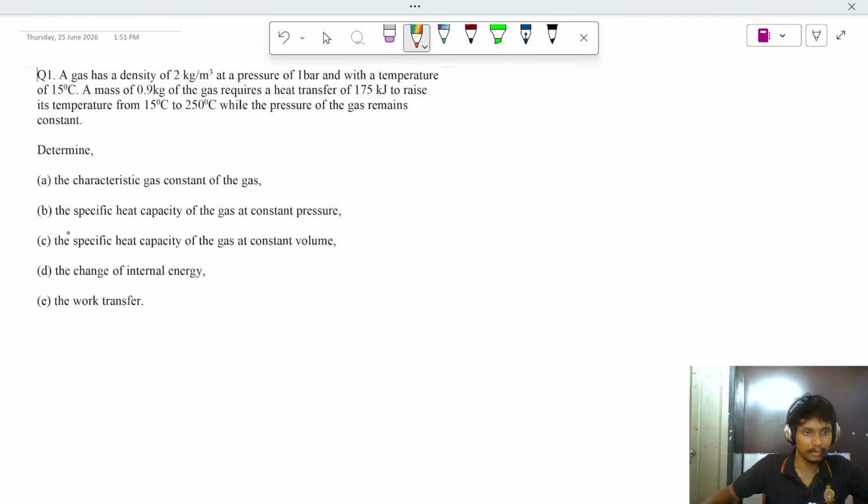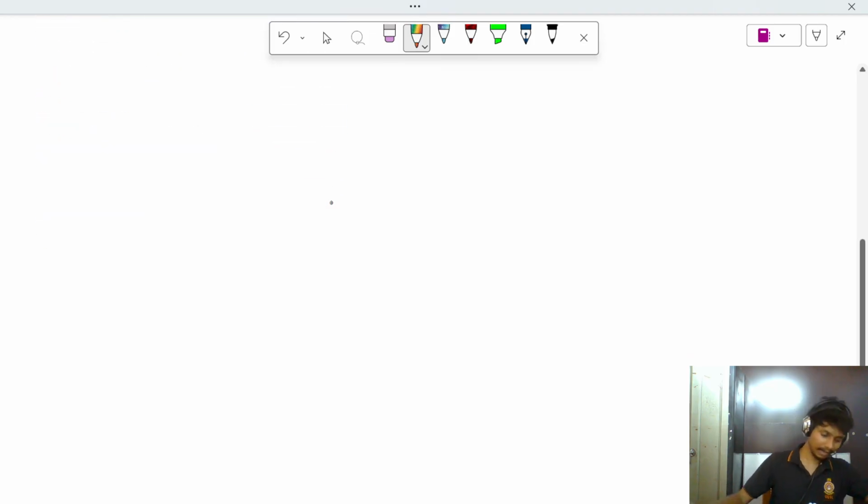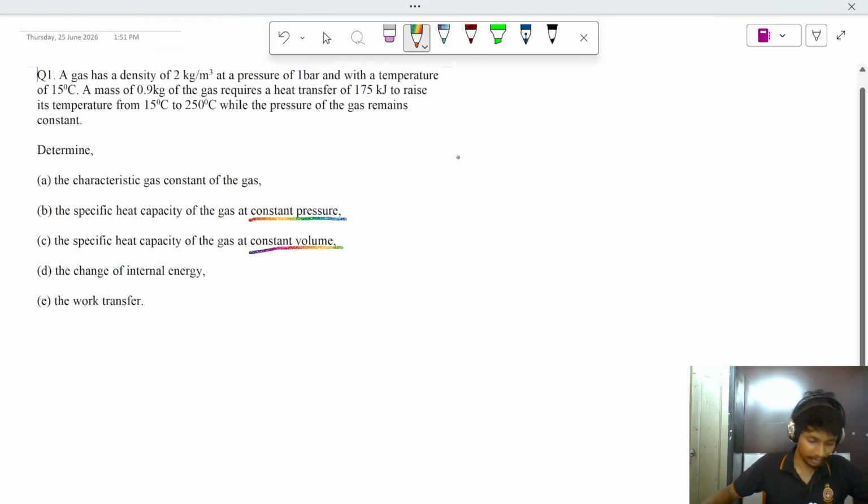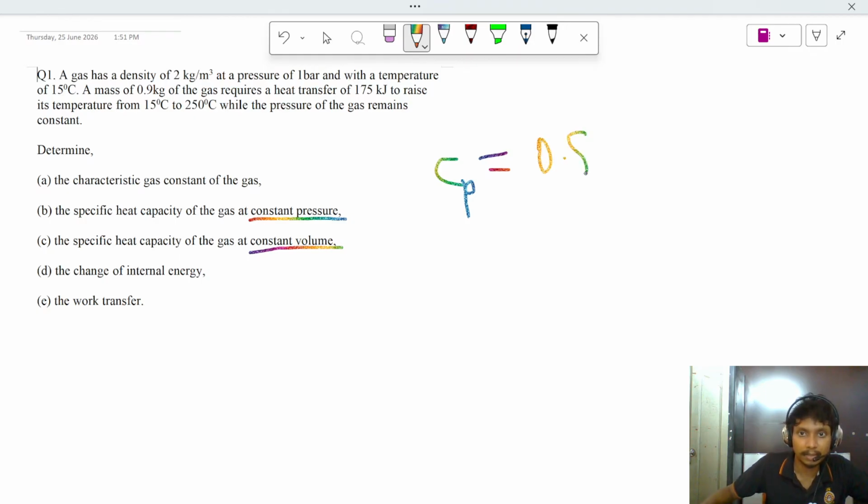We already discussed in the part 2 video the specific heat capacity of the gas at constant pressure. Now we have to find the specific heat capacity of the gas at constant volume. How to find it here? We already found Cp, which is 0.8274 kilojoule kilogram minus 1 Kelvin minus 1.